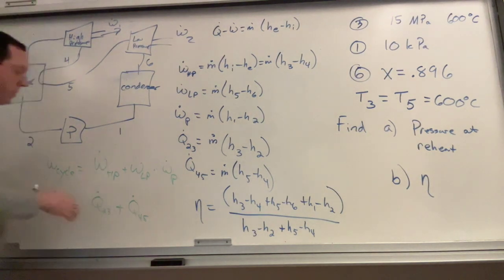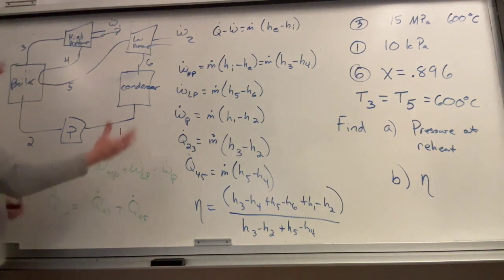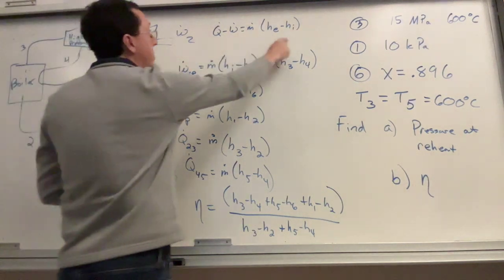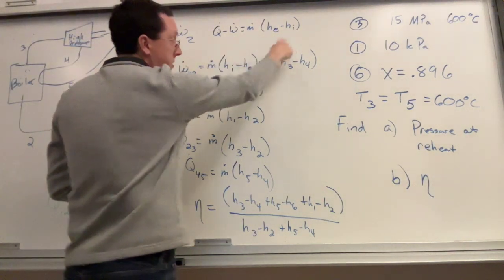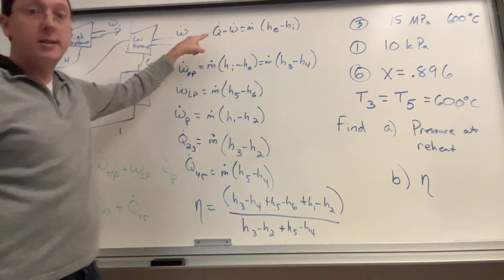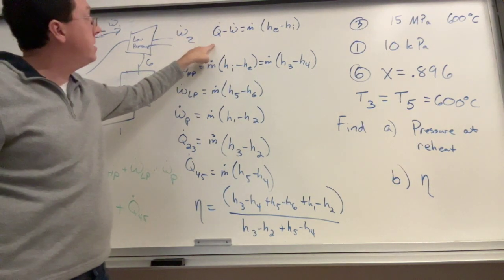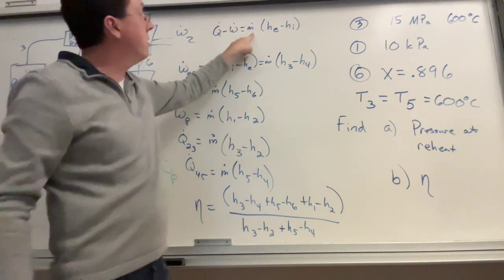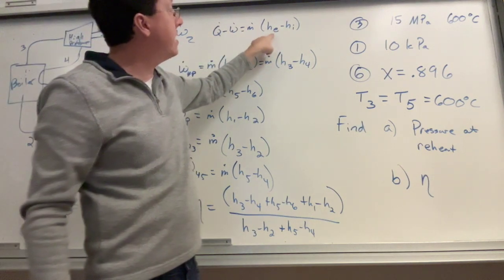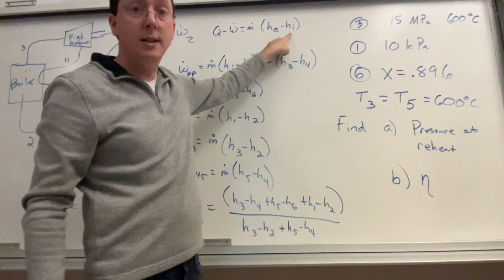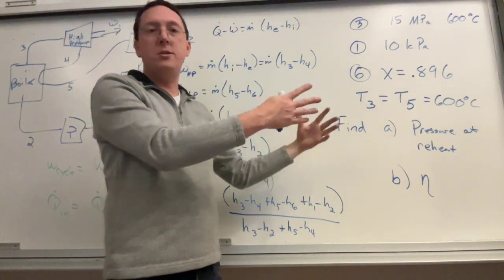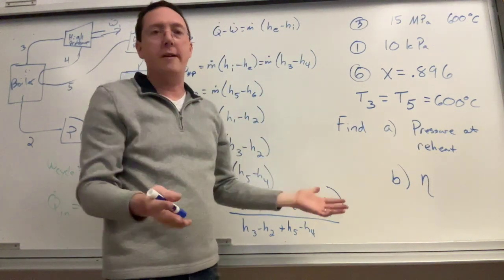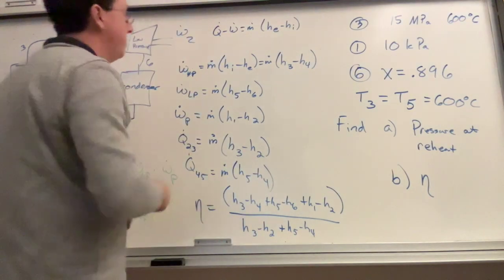And then the way I relate the power and heats to enthalpies is using our general control volume equation, which says that the heat transfer rate minus the power equals the mass flow rate times the enthalpy at the exit minus the enthalpy at the inlet. And there's also kinetic and potential energy stuff, but that just doesn't matter.